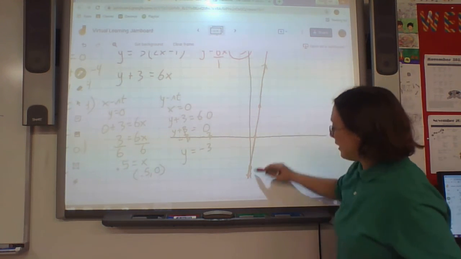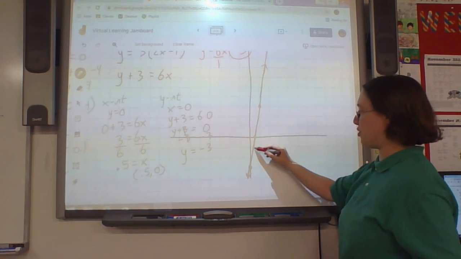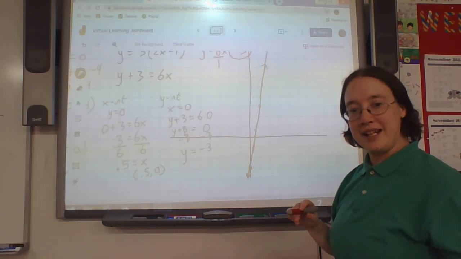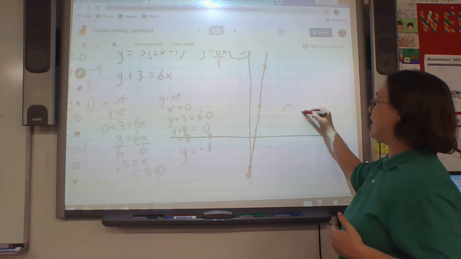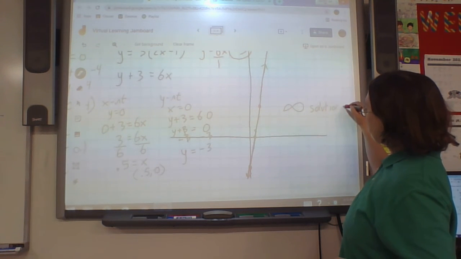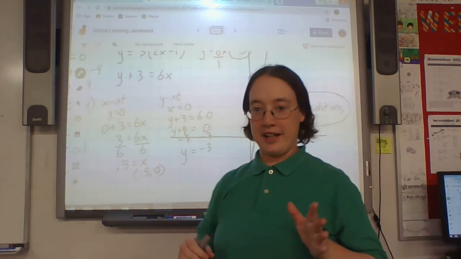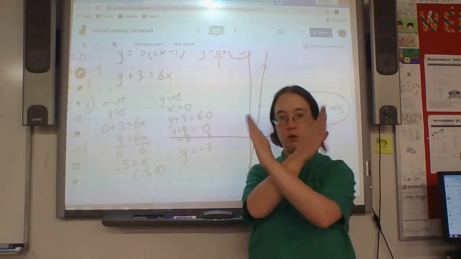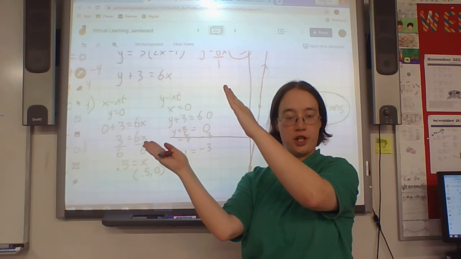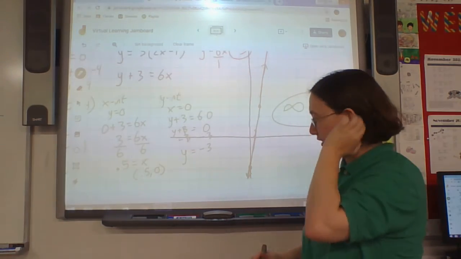And if they're the same line, again, that means that any point on our line is a solution. So that's a solution, that's a solution, that's a solution. So we are calling that infinite solutions. An infinite number of solutions there. So those are the 3 things that can happen if we have 2 lines. Either they're crossing and we have 1 point, they're parallel and we have no solution, or they're the same line and we have an infinite number of solutions.